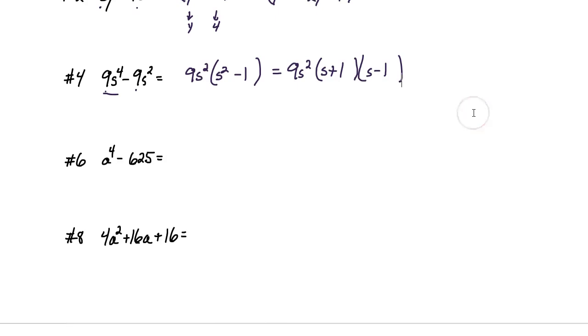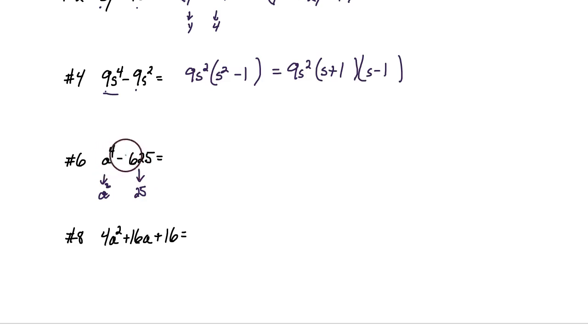Number 6. There's no greatest common factor other than 1. Is it a special pattern? It's a binomial with a minus sign. Is this a difference of squares? Can you take the square root of a to the 4th? Well, because it's an even power, you can. The square root of a to the 4th is a squared, because a squared times a squared is a to the 4th. Can you take the square root of 625 and get a whole number? You can. That makes 25.